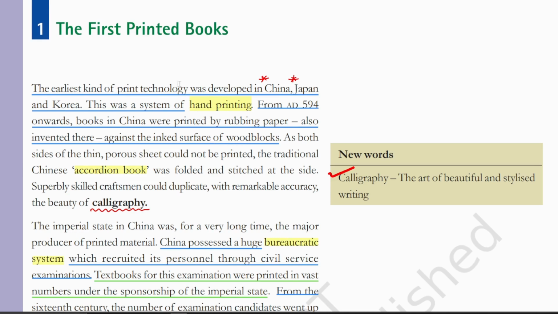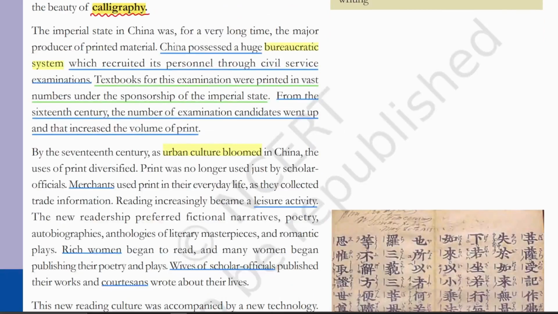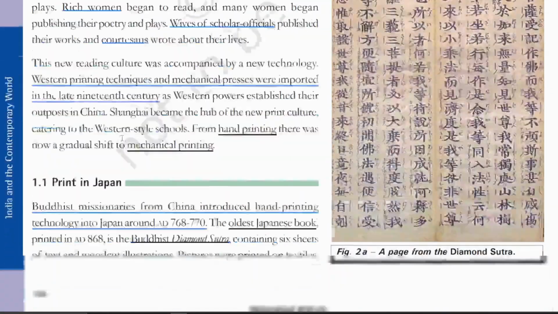So now it is basically related to China, how paper came in China. You should know the definition of calligraphy as written over here. China possessed a huge bureaucratic system. So it's basically talking about how China started printing, why they started printing, and how it reached other parts of the world in these two pages.